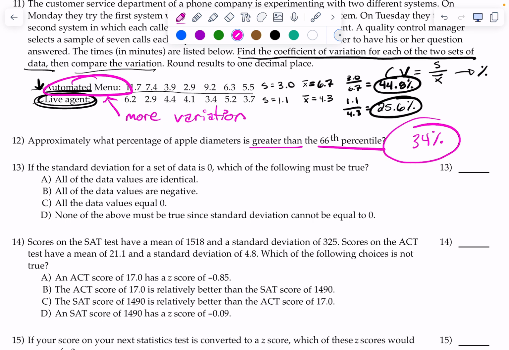Does that make sense? That's what they're just asking, what a percentile is, basically. They're saying if you're in the 66th percentile, what does that mean? That means that many are below you, right? Okay, so what are above you? 34%. Got it? Okay, now we're getting some good questions.